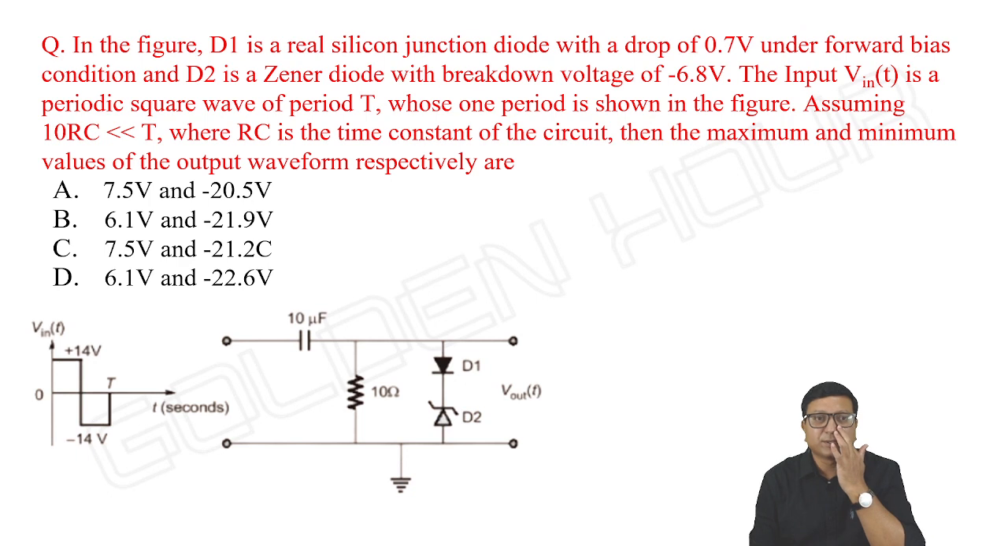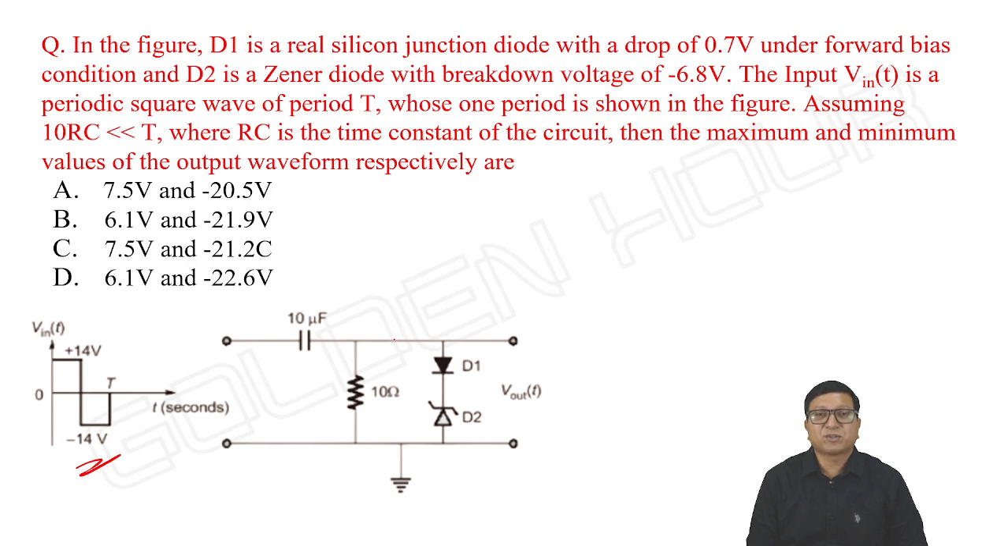Reference. Look at this question. In the figure, D1 is a real silicon junction diode with a drop of 0.7 volts under forward biased condition, and D2 is a GNR diode with breakdown voltage of minus 6.8 volts. The input V input of t is a periodic square wave of period capital T, whose one period is shown in the figure.